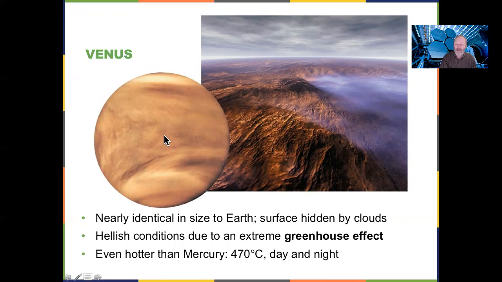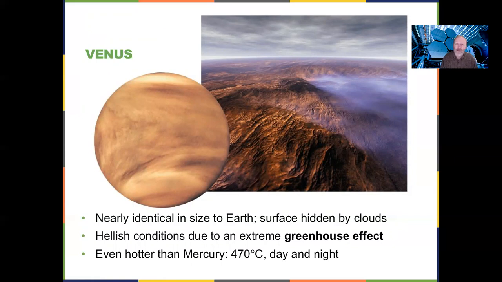That's because it does have an atmosphere, and the atmosphere traps the heat and won't let it go, and therefore it stays that hot even in the nighttime. That's what you get when you get an atmosphere. This is Al Gore's nightmare. This is the runaway greenhouse effect. 470 degrees, we're talking 900 degrees Fahrenheit. We are talking hot enough to melt lead on the surface. So this is hot, hot, hot stuff.